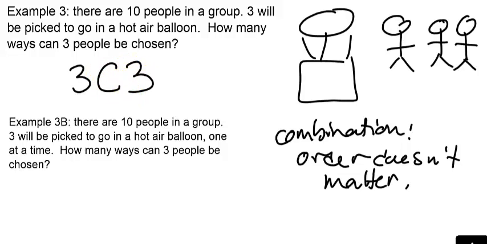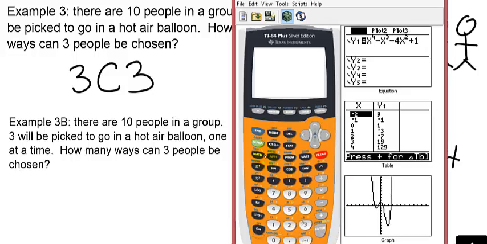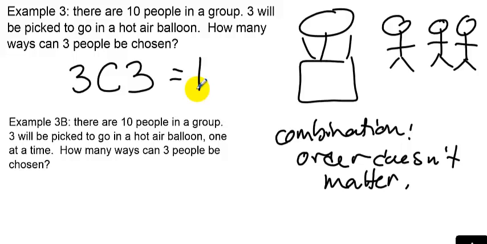I'm going to go to my calculator, 3, math, because we have a total number of 3 people, and we're choosing all 3 of them. Now, some of you may be wondering how this is equivalent to 1. How can there only be 1 outcome when there's 3 people and we're choosing all 3 of them?